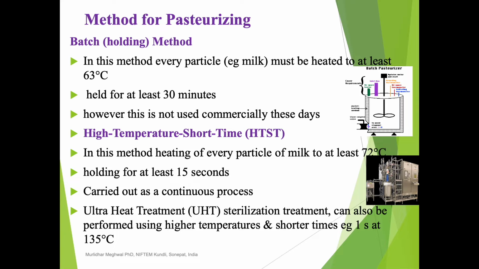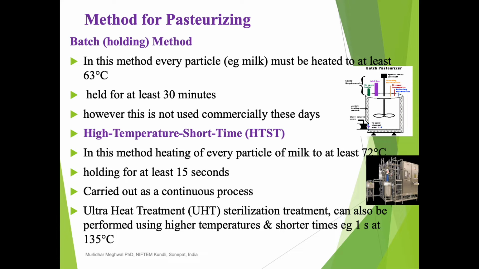There are different methods of pasteurization. One is a batch process and the other is a continuous process. Batch processes are also called the holding method. In this method, every particle of the milk must be heated to at least 63 degrees Celsius for at least 30 minutes. This is the old technique. Nowadays, it is not used much because it is not commercially viable.